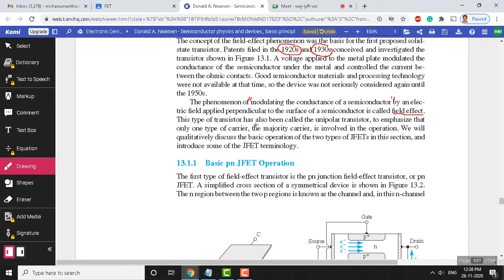This type of transistor has also been called the unijunction transistor to emphasize that only one type of carrier, the majority carrier, is involved in the operation here. All FETs are unipolar, only one type of majority carrier is responsible for the conduction. We do not have any minority carriers, the concept of minority carrier, in this JFET technology here.